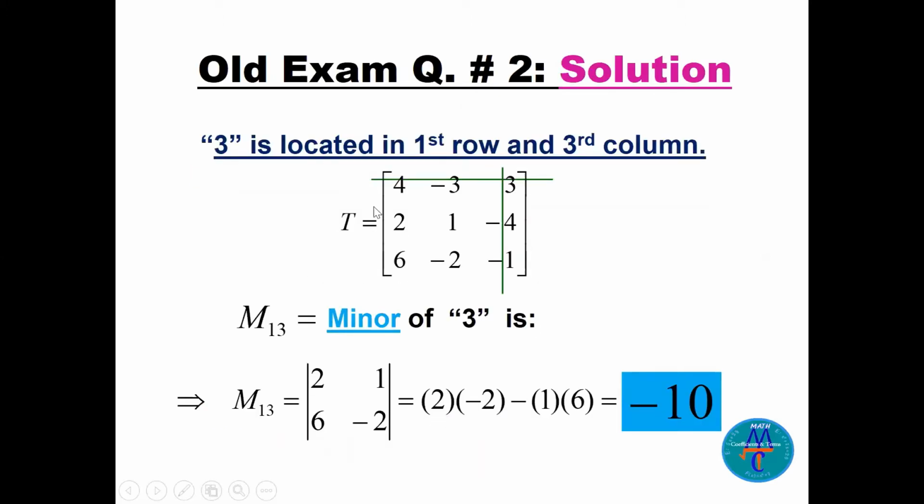So 3 is located where? In the first row, third column. So this is the 1 and 3. So M13 is the minor of the 3. For the minor of the 3, we just delete the first row, third column, and we are left with 2, 1, 6, minus 2. Just the determinant of 2 by 2. So that would be minus 4, and then minus 1 times 6, will be minus 10. That's the minor here, M13.